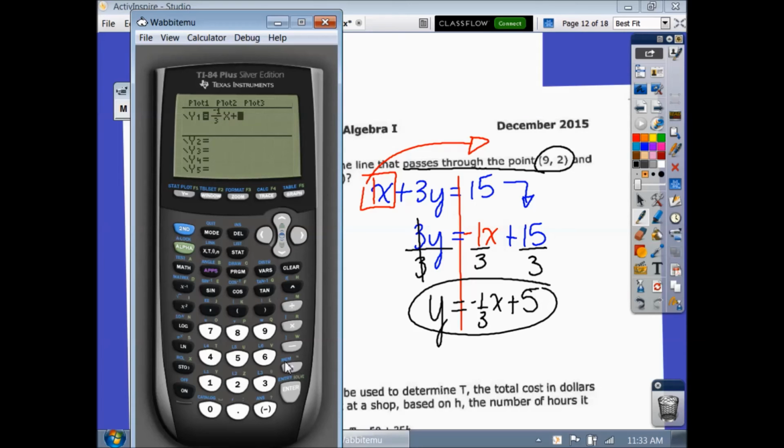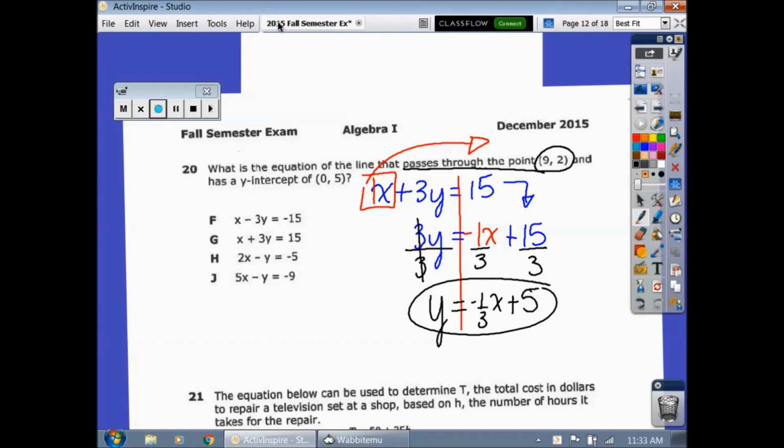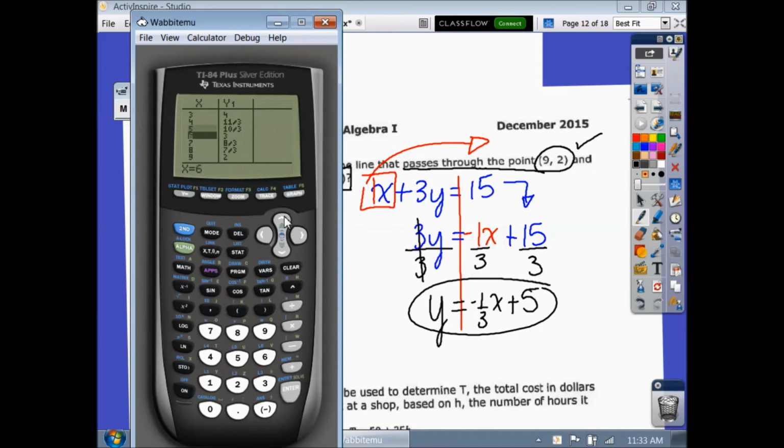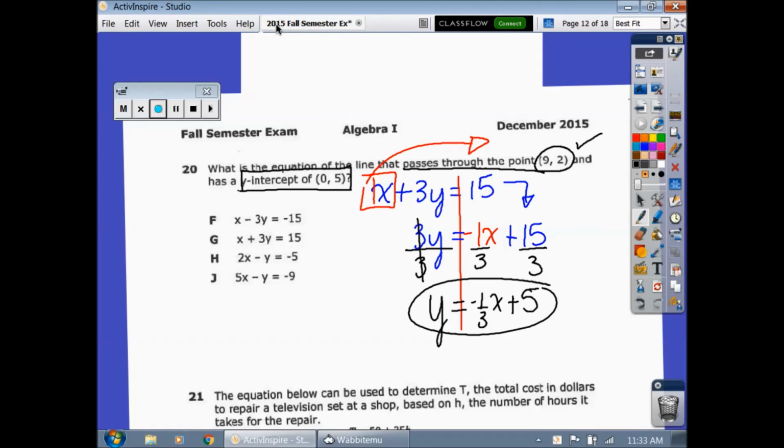X plus 5. We're going to go to our table. Let's check out 9, 2. Let's see if it goes through 9, 2. It does go through 9, 2. Awesome. What was the second condition? It must have a y-intercept of 0, 5. Well, you can confirm that in the table as well. There's 0, 5. And there we go. It meets both conditions. The answer is G.